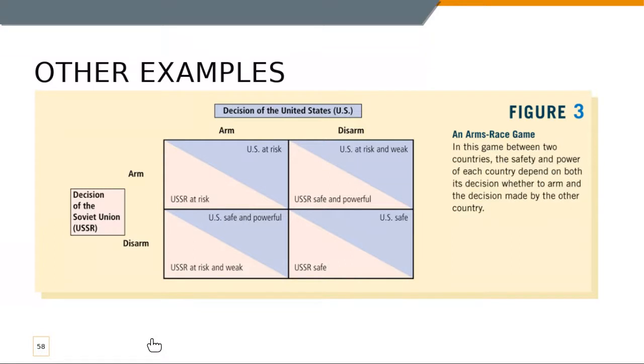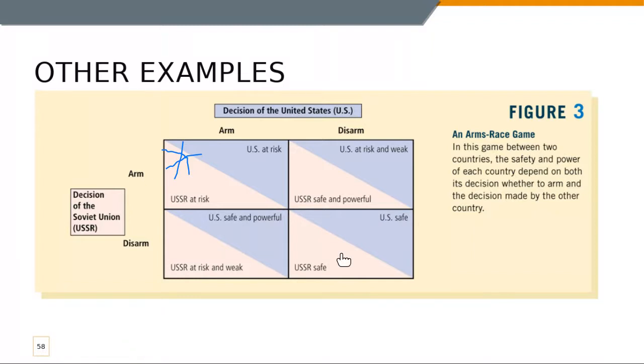So what this game shows us is that ultimately the Soviet Union faces the same thing. If they choose to arm while the US is disarmed, the US is at risk and weak, and the USSR is safe and powerful. And so basically we find a Nash equilibrium again, this time at arm. The reason is that while it seems like it makes sense for both countries to choose to disarm and stay safe rather than be at risk, there's an incentive for both countries to shift their strategy to armament.